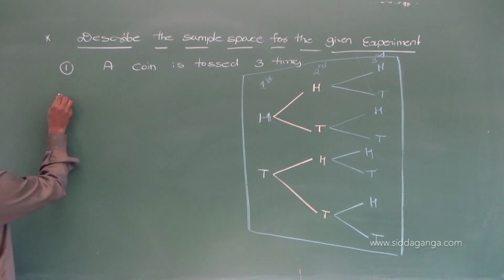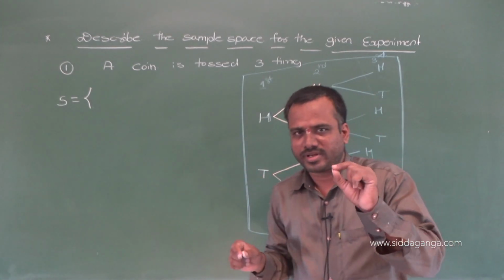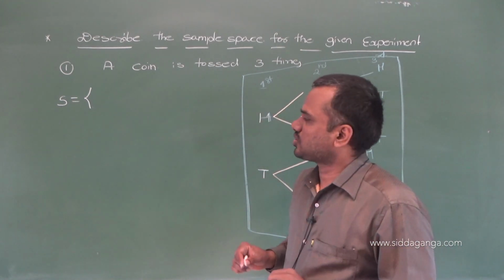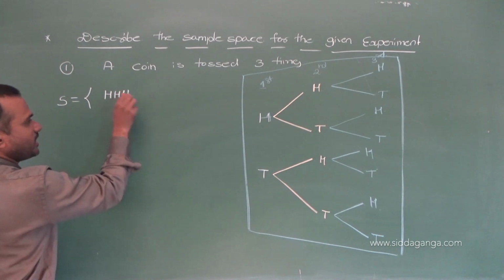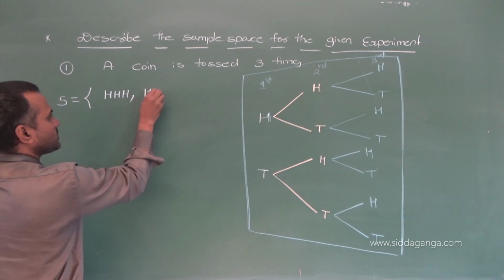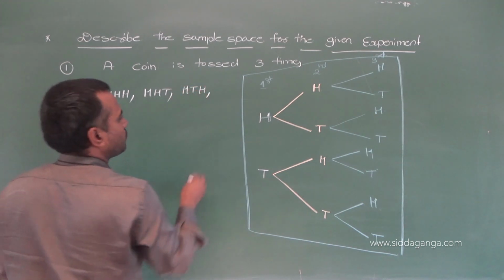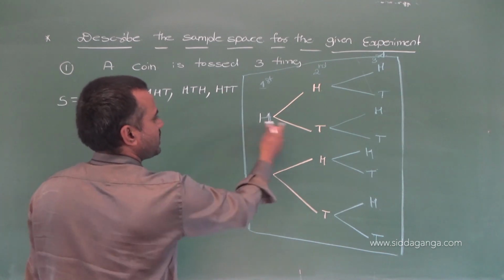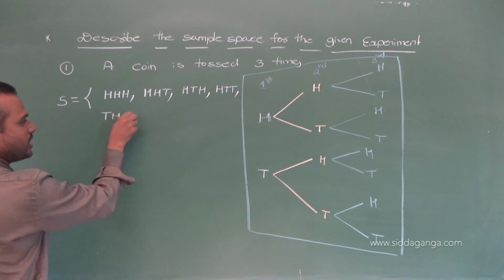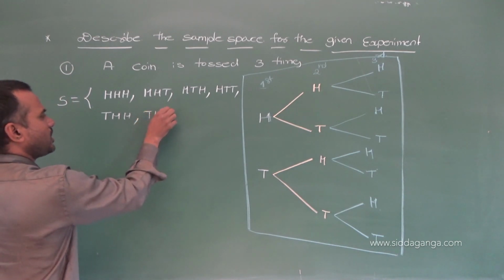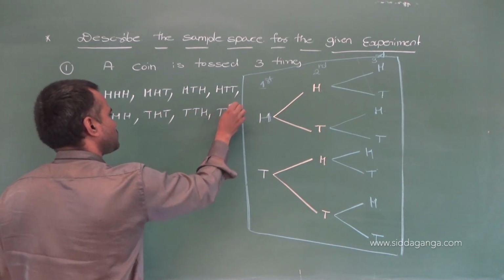So the sample space is usually denoted by S. S is equal to, because all the sample space is represented by a set. First sample point head, second sample point head tail, third head tail head, fourth head tail head tail, and below tail head, tail head, tail head, and all three are tails.